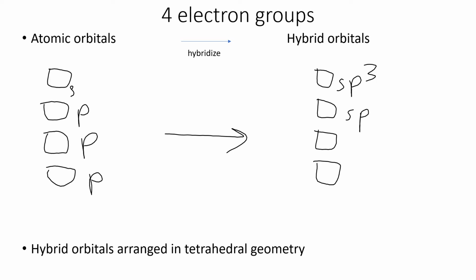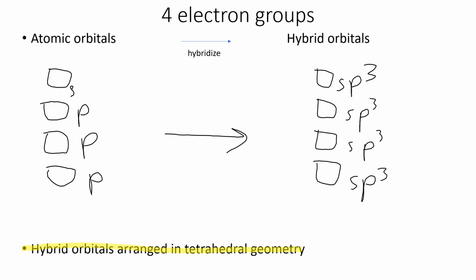sp3 hybrid orbitals, or sp3 hybridization is what you get out of this. And again, these four hybrid orbitals are going to be arranged in that tetrahedral geometry. They're going to be spaced apart 109.5 degrees like we saw in VSEPR.